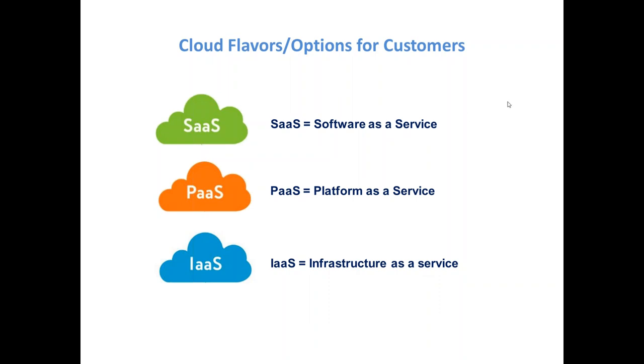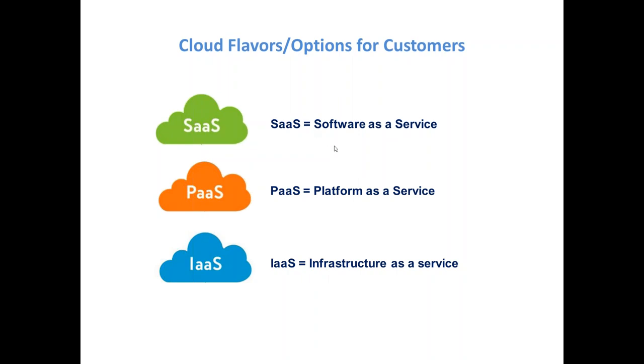So if you are going to implement Oracle applications for your client, you should choose any one of these options. Whether they want to go with SaaS or PaaS or IaaS, they have to choose. Based on this selection, the further implementation and certain controls or privileges totally depend. Okay, let's talk about them one by one.